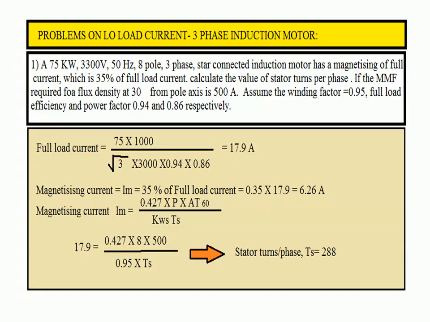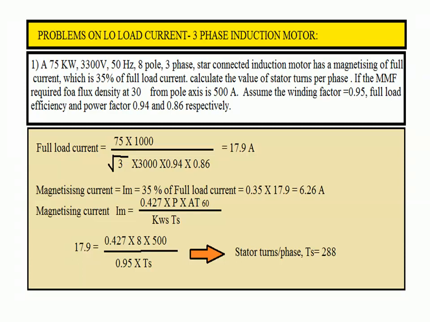Problem number 1. You have to calculate the full load current by knowing the input power. Output power is given, you have to calculate input power. Power equals root 3 EL IL cos phi. So you calculate IL, that is the full load current.